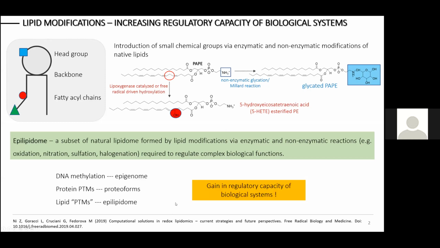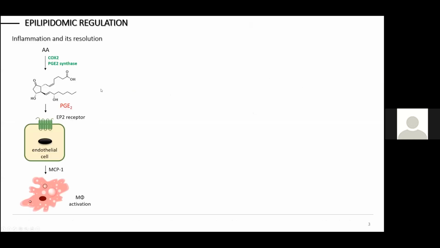In principle, if you think about this, it is something pretty much established in the other omics fields, when we talk about DNA methylation. This is also small chemical modifications regulating epigenomic events, or protein post-translational modification forming all those proteoforms. So we can call these modifications of lipids the lipid PTMs composing this epilipidome to gain regulatory capacity of biological systems. The examples of epilipidome regulation are all around us.